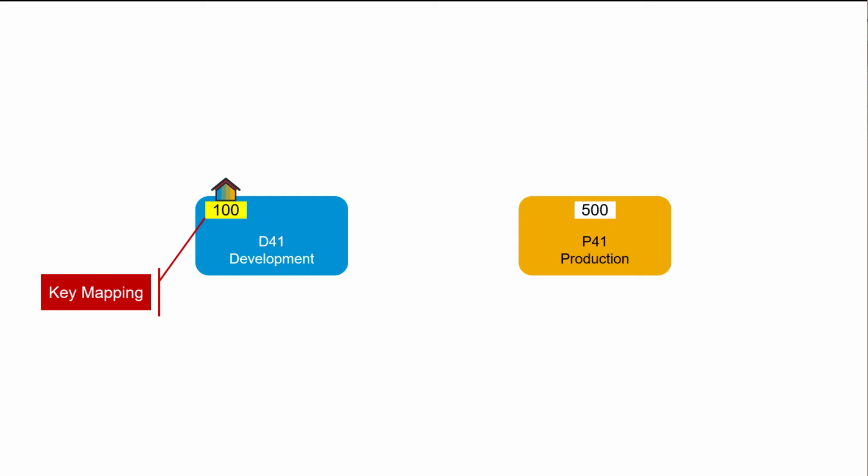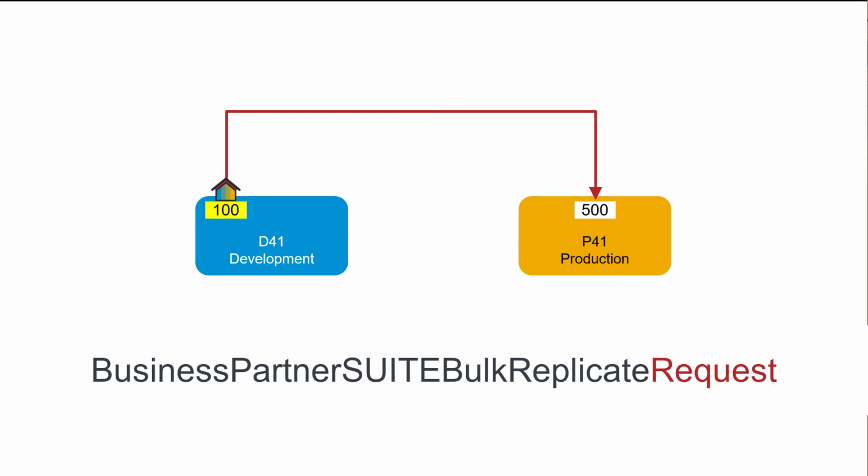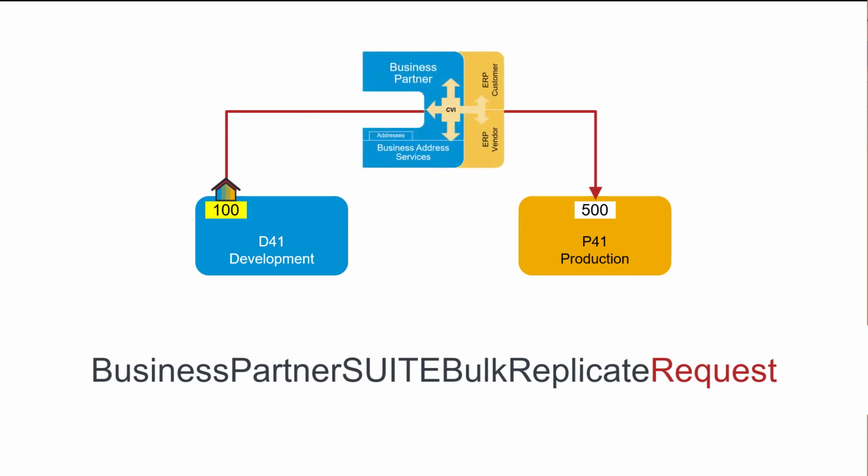This can also happen with system and client copies. After checking key mapping in the source business system, a replicate request message is sent from the source to the target. This is an XML message to replicate the business partner, the master data.